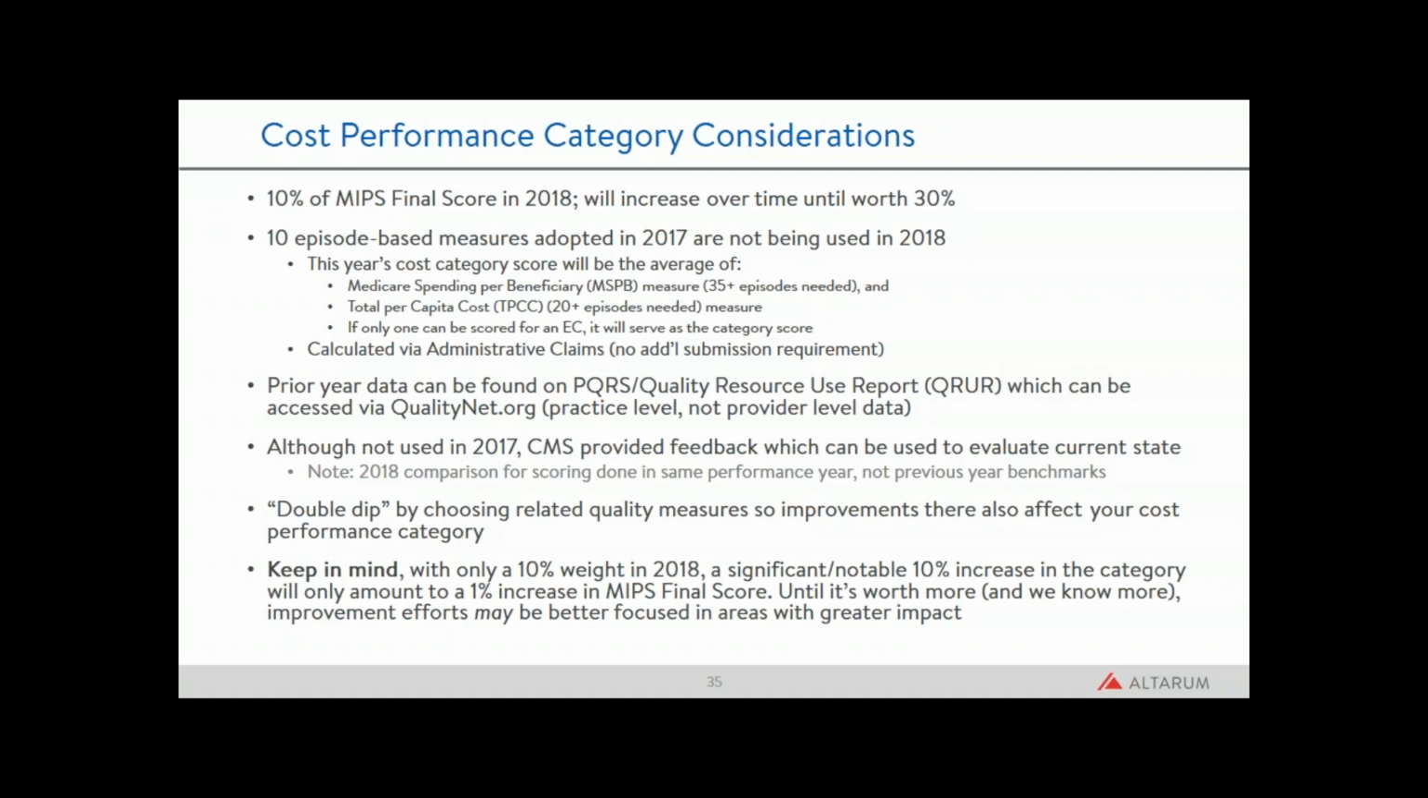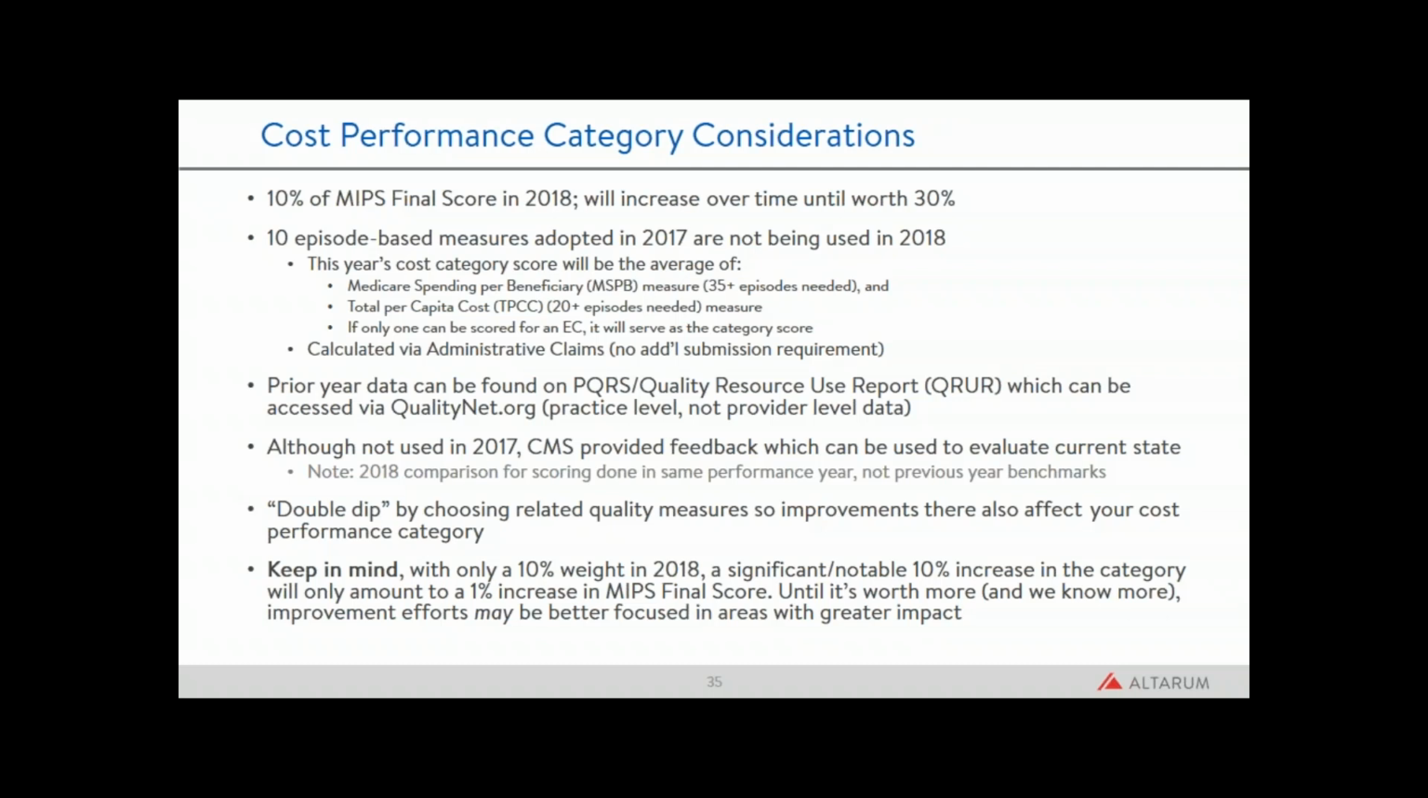It is the Medicare spending per beneficiary, or MSPB measure. There is a minimum threshold. You need at least 35 cases to be scored on that measure. The second measure that they are using is the total per capita cost, or TPCC measure. That has a minimum threshold of cases of 20, so you need at least 20 cases that are attributed to you there. If only one of those can be scored for a clinician or a group, that will serve as the category score for cost.